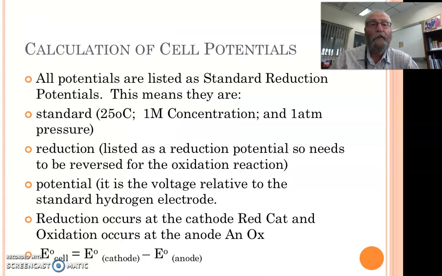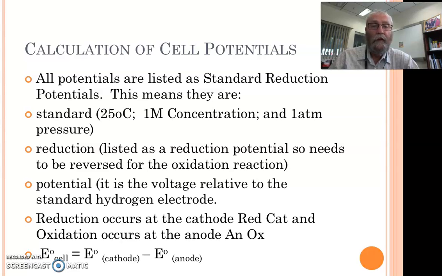Calculating cell potentials, you take the list of standard cell potentials, which standard, as I just said, was 25 degrees Celsius, 1 molar, and 1 atmosphere pressure. And they are always listed as reduction potentials. So one of them is going to need to be reversed to get an oxidation, because there's always an oxidation and a reduction.